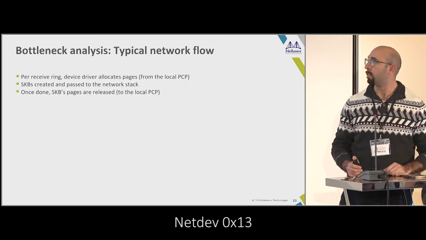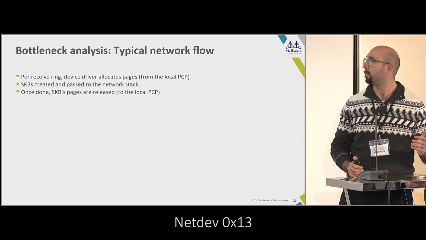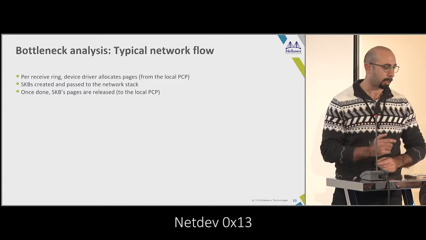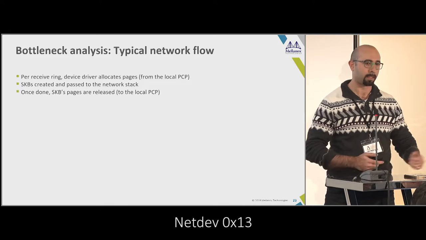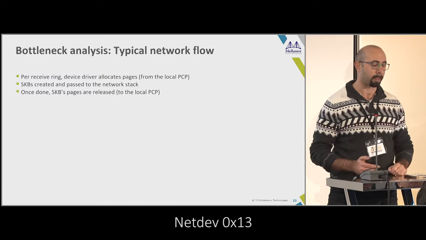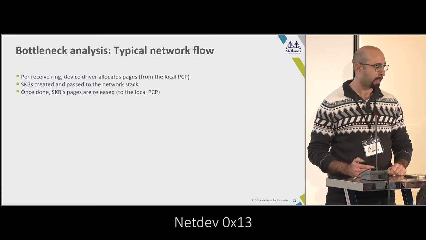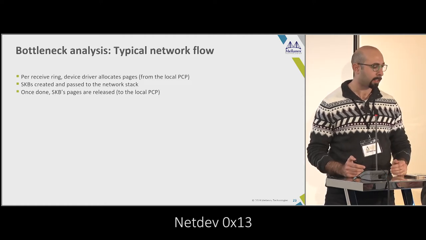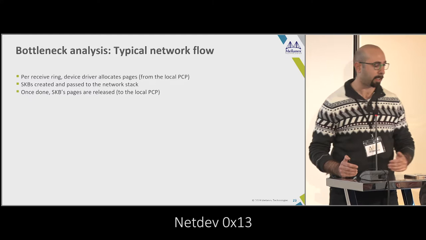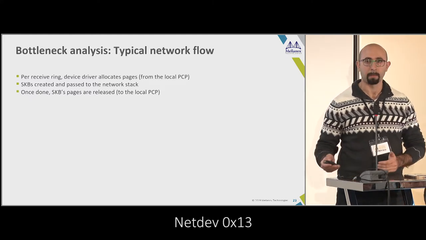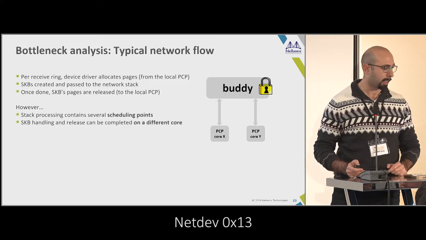We have a receive ring per core that allocates pages in advance for the incoming packets. It does so from the local PCP. An SKB is created, passed up the network stack, and once done, the pages of the SKB are released back to the local PCP. Okay, all good.